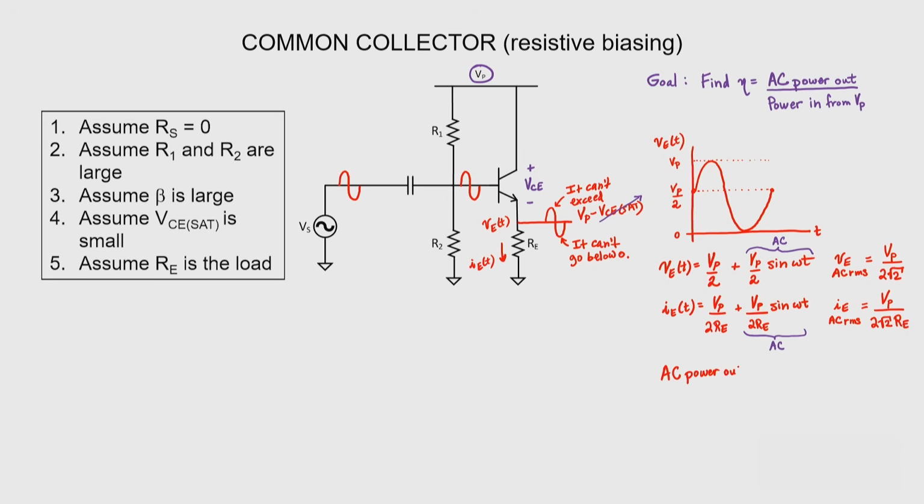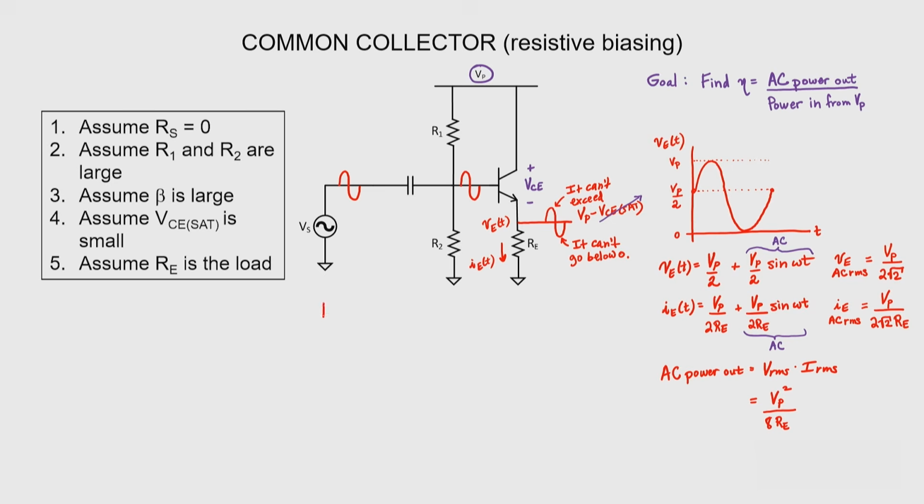Let's calculate now the output AC power. It's just going to be VRMS times IRMS, and I have two expressions for voltage and current. If I multiply these times one another, I wind up with Vp squared in the numerator, and then I wind up with 8RE in the denominator. So I finished the numerator portion of my efficiency expression.